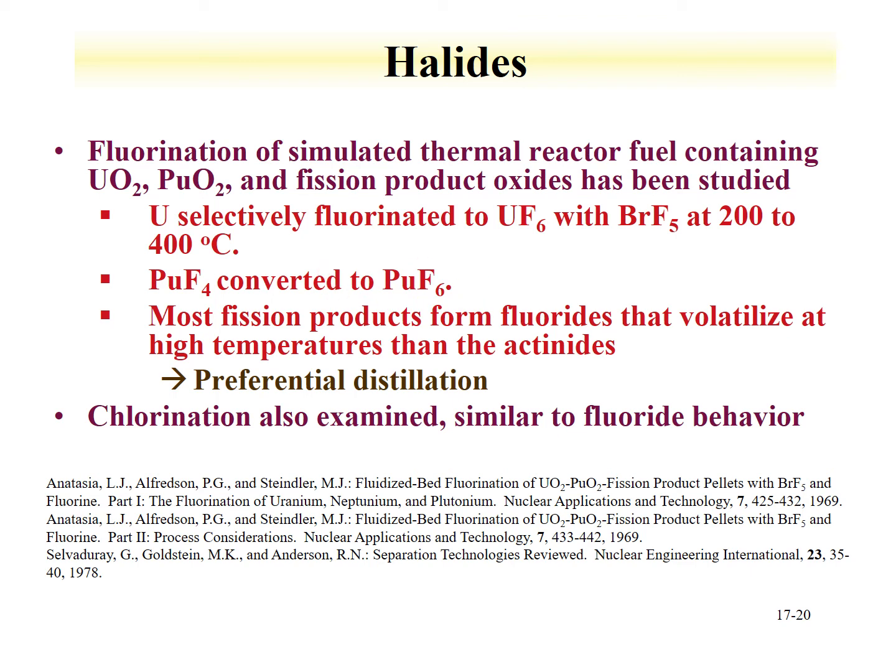The plutonium can also be volatilized as the hexafluoride. Most fission products that form the fluorides volatilize at higher temperatures than the uranium or plutonium, so one can have a preferential distillation for the purification of the actinides from the fission products. And chlorination has also been examined, and trends are similar to the fluoride systems. Details on some of these fluorination processes are listed here.